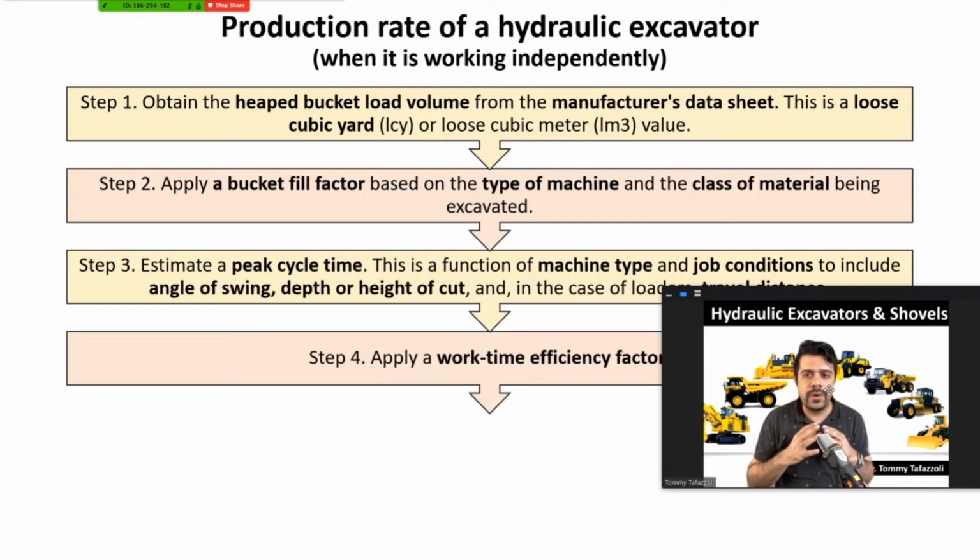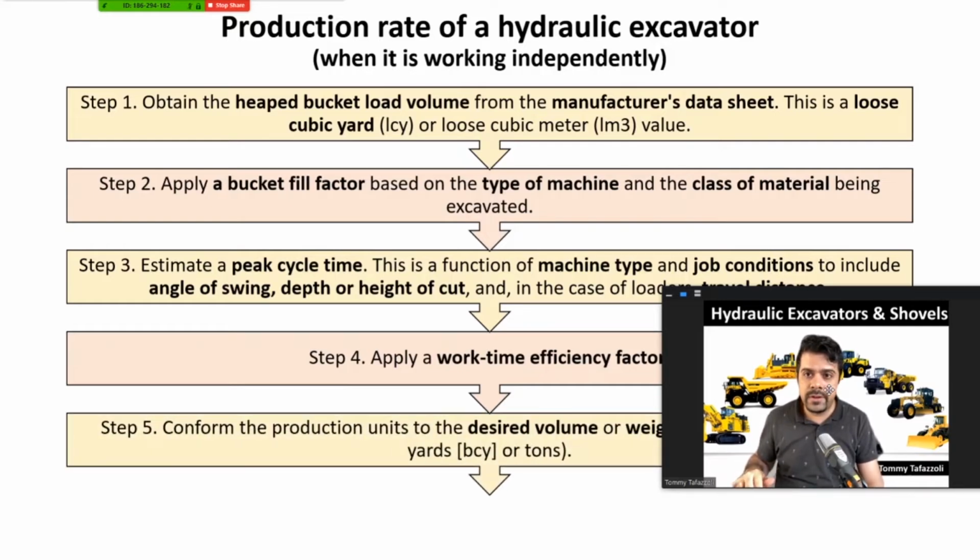And if you're working with a loader, you should also consider the travel distance. Step 4, apply a work time efficiency factor. We have done this before; you're familiar with that. For example, we would say 50 minutes an hour, or 55 minutes, or 45 minutes per hour. It always reduces the production when you multiply it because it's a fraction that is smaller than 1.